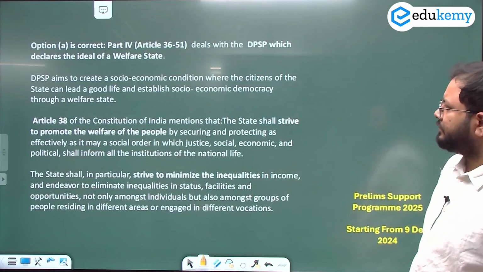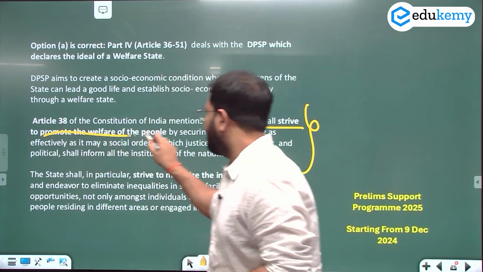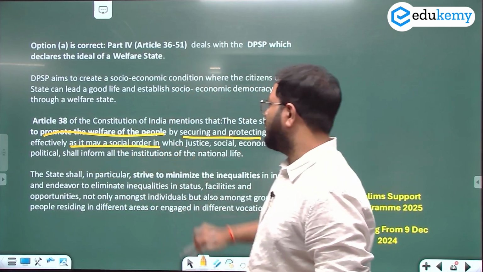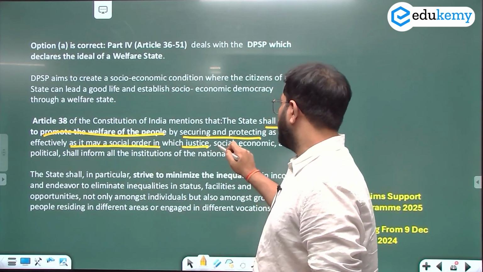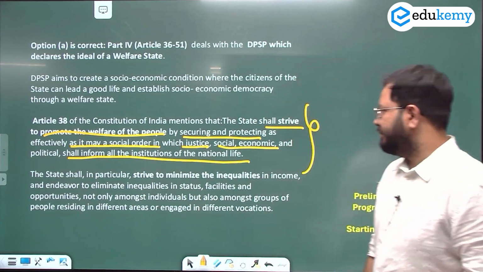Fine. See, the state shall strive to promote the welfare of people by securing and protecting as effectively as it may a social order in which justice, social, economic and political shall inform all the institutions of national life. Fine.